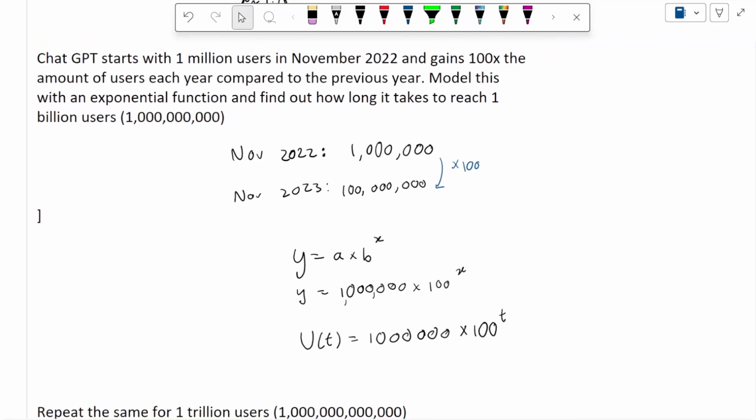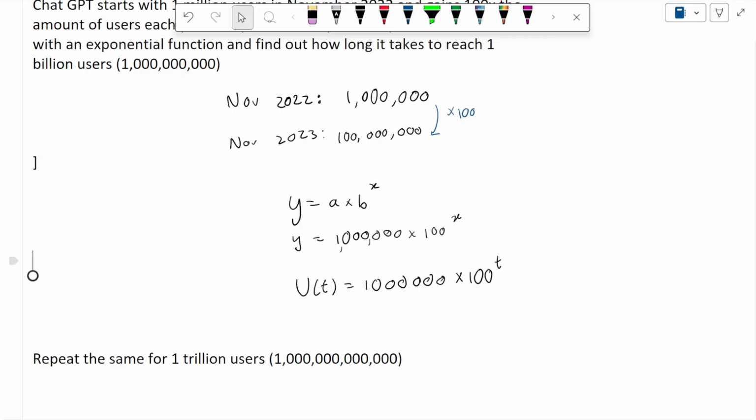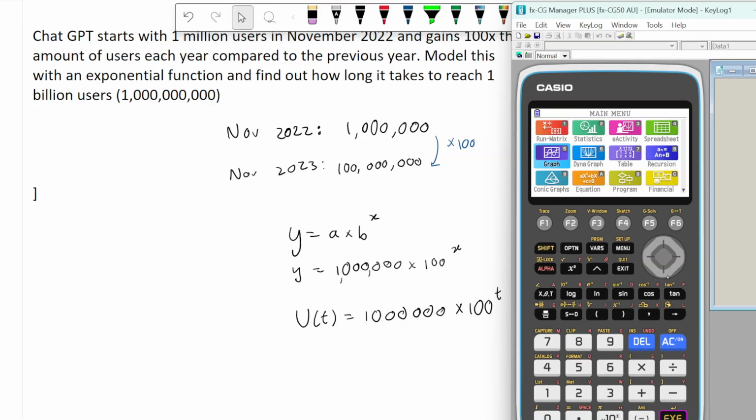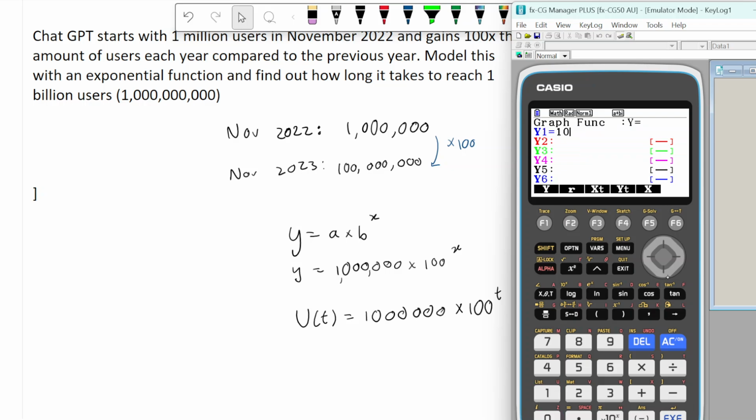So how long does it take to reach 1 billion users? Okay. So there's 2 ways you can do this. So we can go into our graph and look at the users. So 1 times 100 to the power of x. If we go on our window, we're going to go 0 to 5 years maybe. And then we're going to go 0 to, these numbers are going to get really big. So I'm just going to do a whole bunch of zeros. And we can see the exponential graph going there.